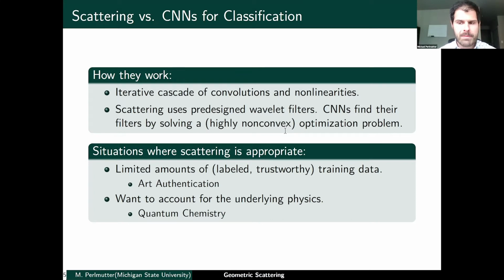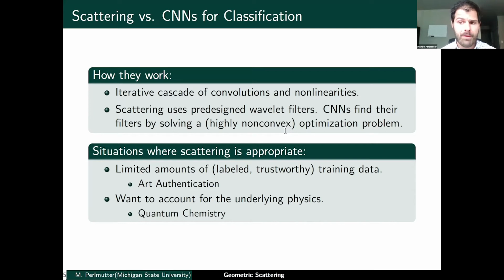Some advantages where it's really useful can be if you want to incorporate underlying physics of the problem at hand. As an example of this, some of the other people in my research lab at Michigan State have been studying a project on quantum chemistry where they're trying to model the formation energy of lithium silicon molecules. What they do is they use wavelets, which are modeled after the solution to the Schrodinger equation, which is known to be a good physical model for the problem.